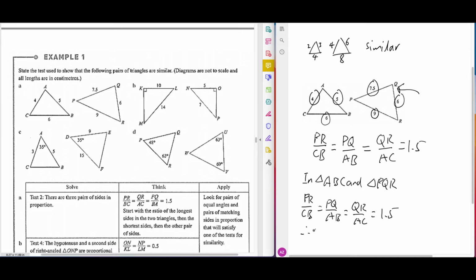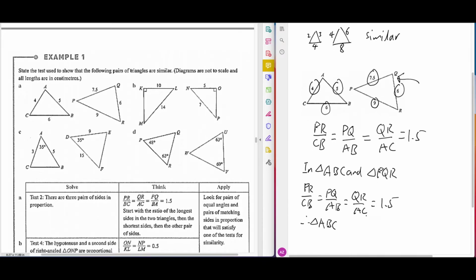So you can just say, therefore, triangle ABC is similar. Just remember, when you write, there's also a special symbol for similar. It's 3 vertical lines, as you probably already know. Now remember, for congruence, it's 3 horizontal lines, right? 3 horizontal lines for congruence and 3 vertical lines for similarity. So you can say, therefore, triangle ABC is similar to triangle PQR. And the reason is 3 sides in proportion. So if you want to write the shortest amount of working out, you can just write 3 sides in proportion.